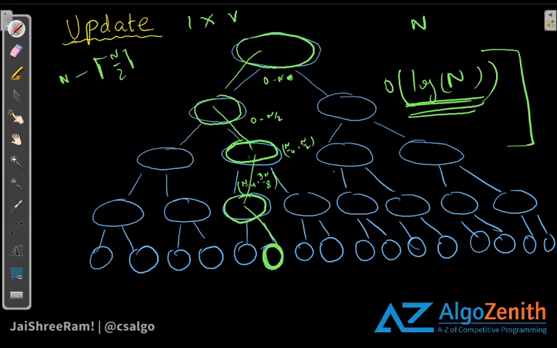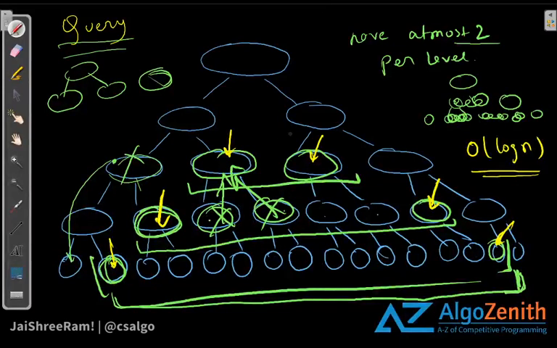For update, you change only these nodes, and there can be as many as the height. So whatever the height is, there can be that many nodes only. And the height of the segment tree is order log n because we are splitting in half every time. So the time taken for update is order log n. For query, in each level you can have at most 2 nodes. So it will take order log n again, 2 into log n, something like that. Okay.